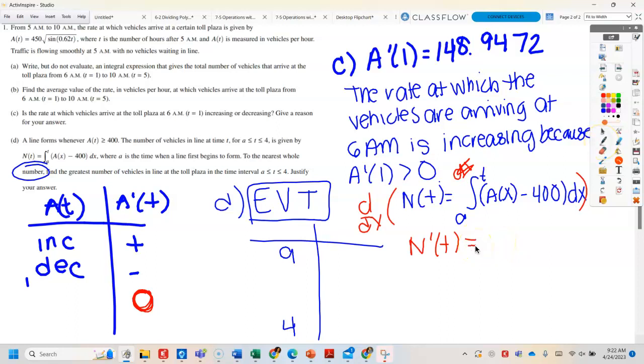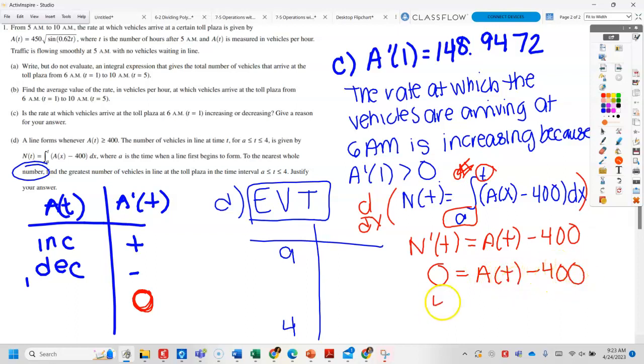The derivative of the integral tells you that you take the top number and you plug it in, right? A represents a constant. What's the derivative of a constant? So it's 0 away. So we end up getting our derivative is equal to A of t minus 400. And we need to know when n prime is 0. So ultimately, we need to know when our original function is 400.